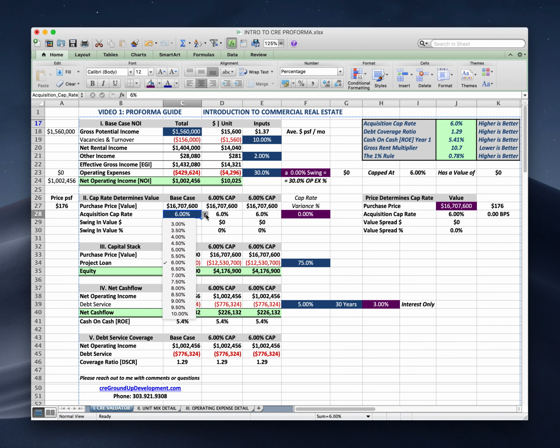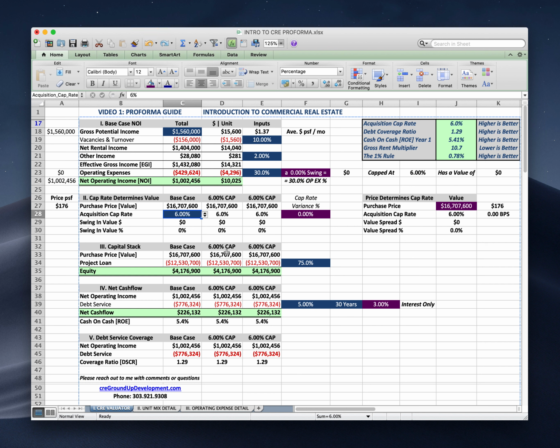Without getting into how cap rates and net operating income actually work in detail, we're going to cover that in the second video, video number 2. But again, just to demonstrate, if you changed 6% to 5%, then the purchase price of that property went up to $20 million from $16.7 million.